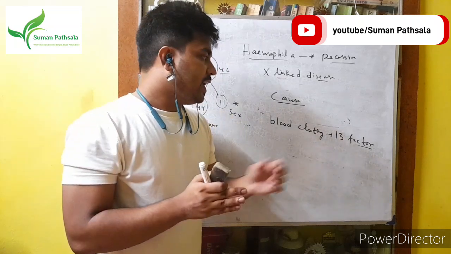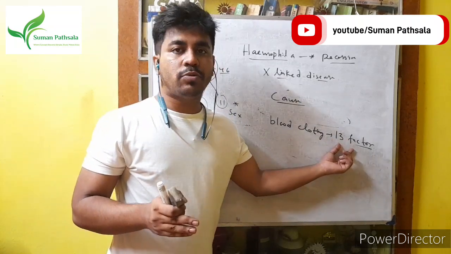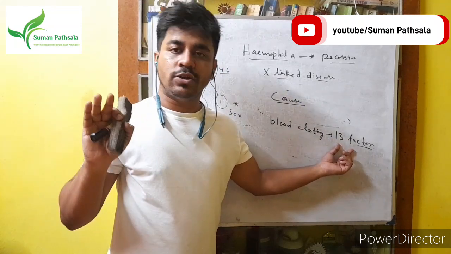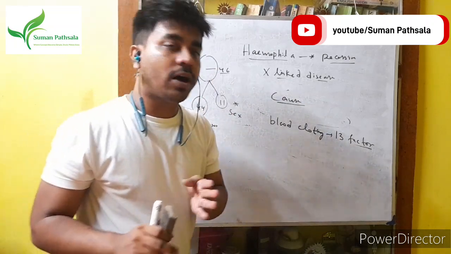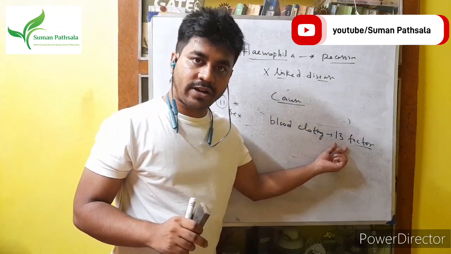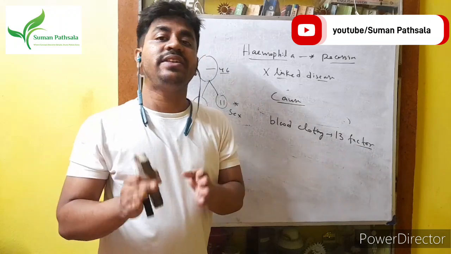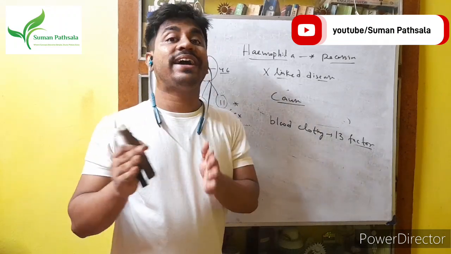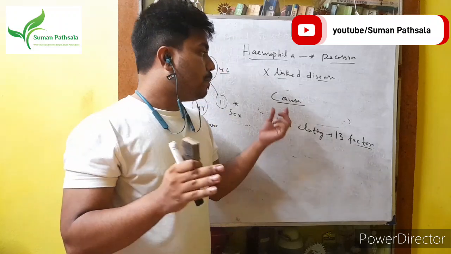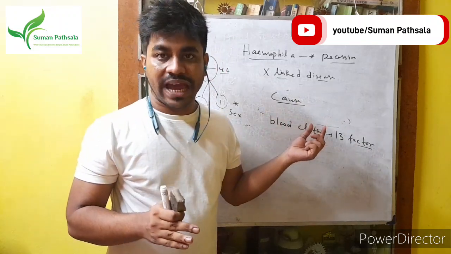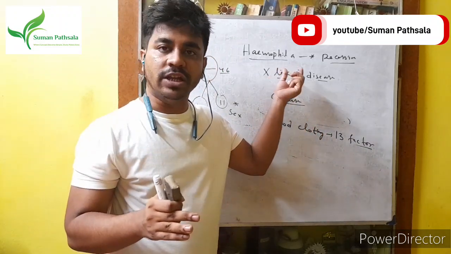If the 13 factors are present in your body, then your blood clots normally. But if somehow within the 13 factors any factor is absent or non-functional, at that time your blood does not clot and that leads to hemophilia.